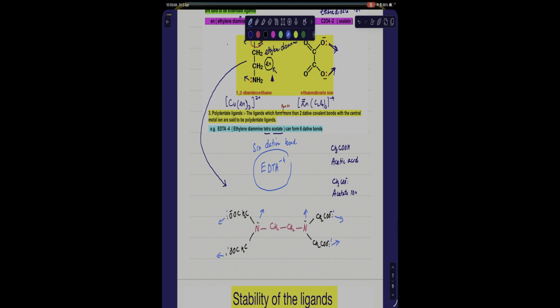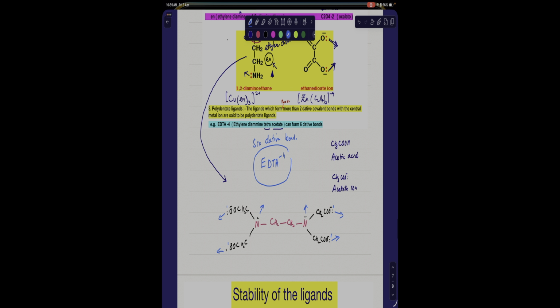So the last topic is regarding the stability of the ligands. Actually, stability of the ligand depends on the type of the ligand. As I said, there are 3 types of ligand. We call them monodentate ligand, bidentate ligand, and polydentate ligands. So please remember, bidentate ligands form more stable complexes than monodentate ligands. And what does it mean?